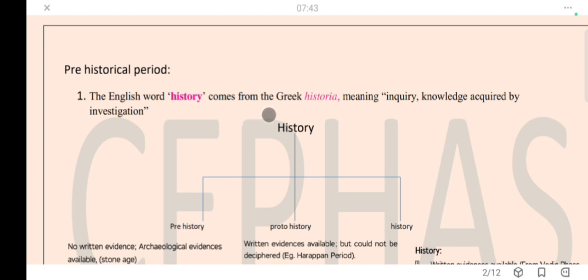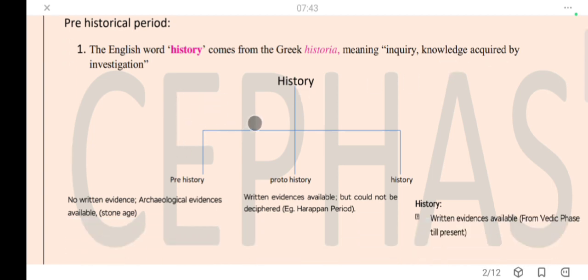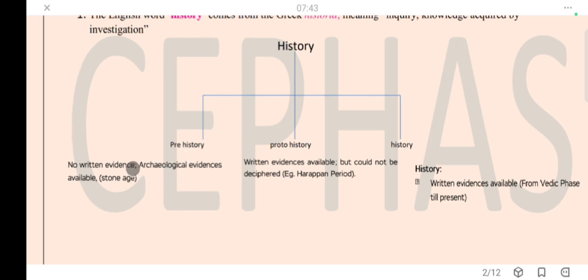History comes from the Greek word historia, meaning inquiry, knowledge acquired by investigation. Further, history is divided into three types: prehistory, proto-history, and history. Prehistory is the period before history. That means there is no written evidence available, but archaeological evidence is available.